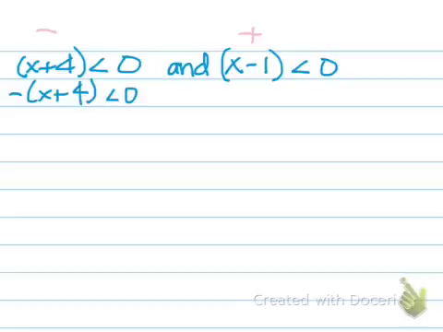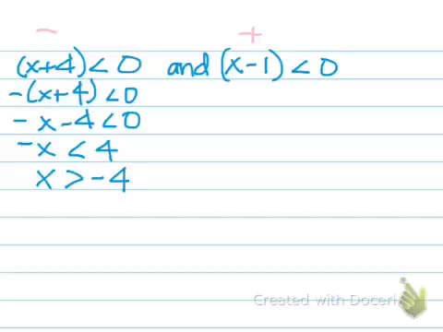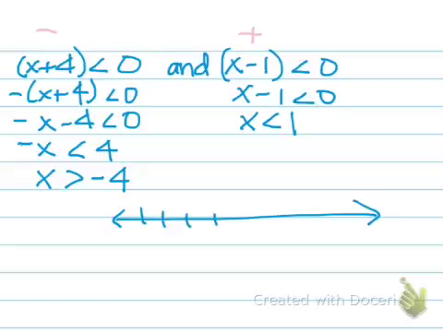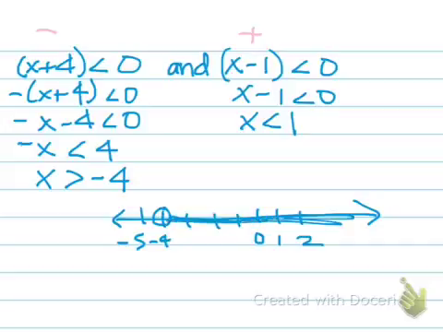So negative x plus 4 is less than 0, and we distribute to get negative x minus 4 is less than 0. Add 4 to both sides. Divide by negative 1. We get x is greater than negative 4. Okay, this time this side is positive. We'll add 1 to both sides. Now we'll graph it. And x is greater than negative 4. X is less than 1.